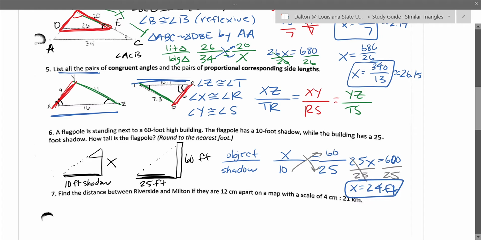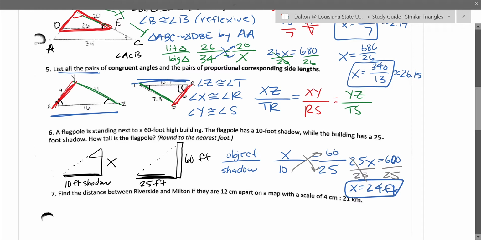Number 7, find the distance between Riverside and Milton if they are 12 centimeters apart on a map with a scale of 4 centimeters to 21 kilometers. So let's think about this for a second. Again, word problems seem a little bit confusing, but all we're dealing with is proportions. So you need to figure out what you are comparing, right? We do ratios and proportions all the time, like wins to losses, boys to girls. So what exactly are we comparing?